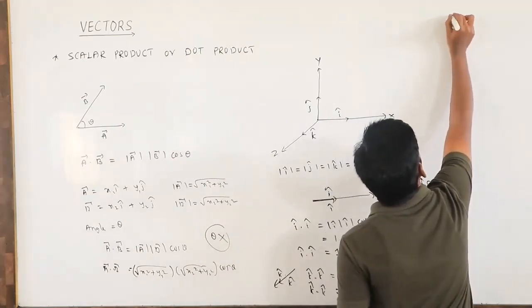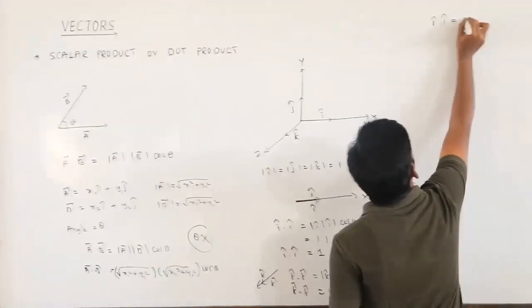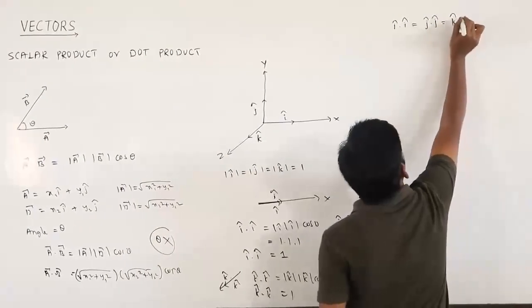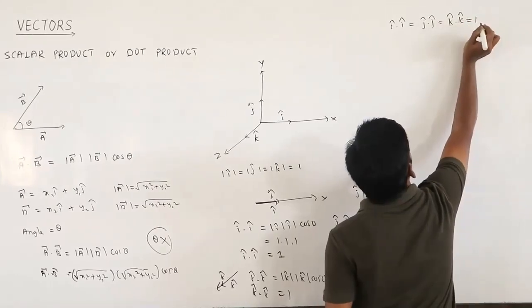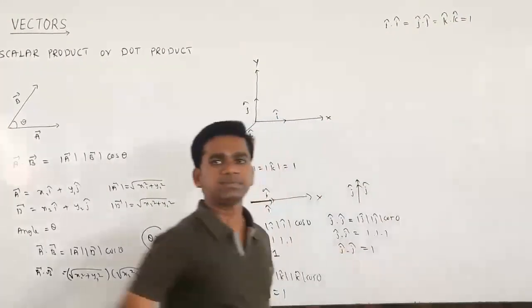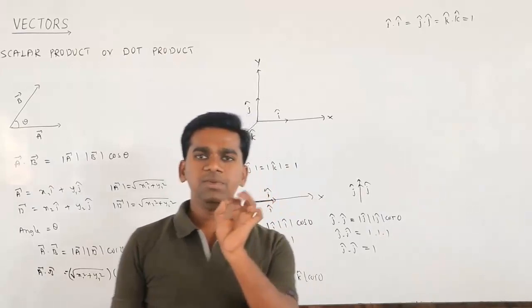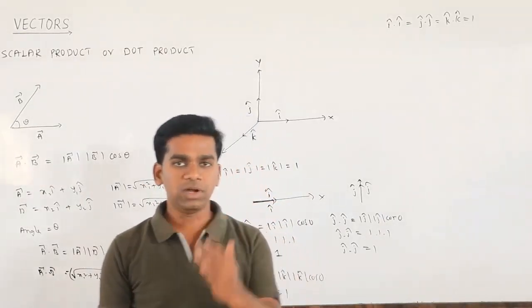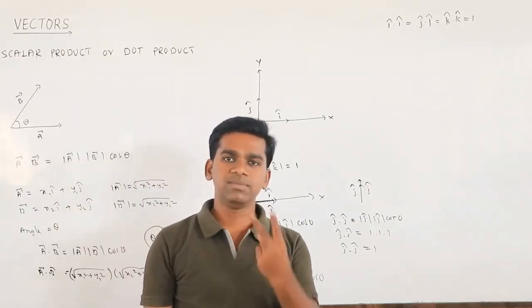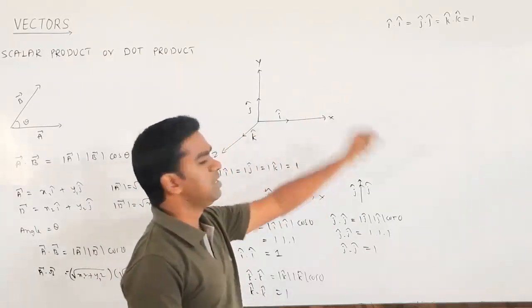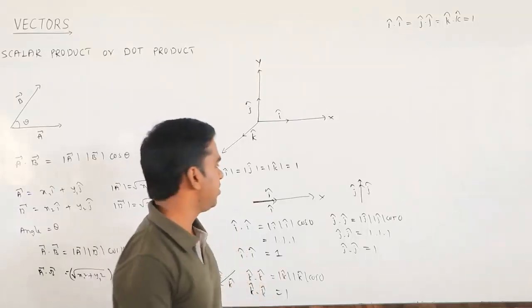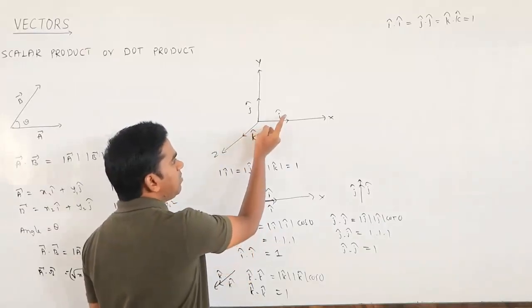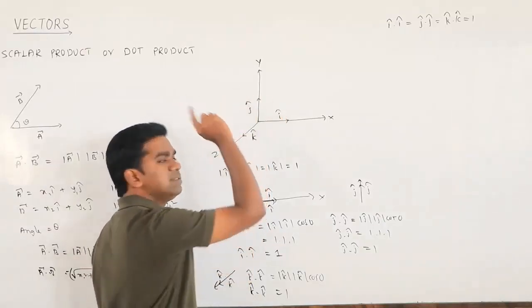So what we got is, i cap dot i cap equals j cap dot j cap equals k cap dot k cap is always equal to 1. Remember this point. When you multiply a unit vector with the same unit vector, the answer will be 1. It means the dot product of the same unit vectors is going to be 1. Remember, very important. Now what will I do? I will multiply i cap with j cap.